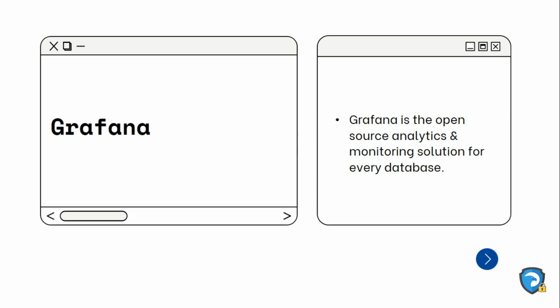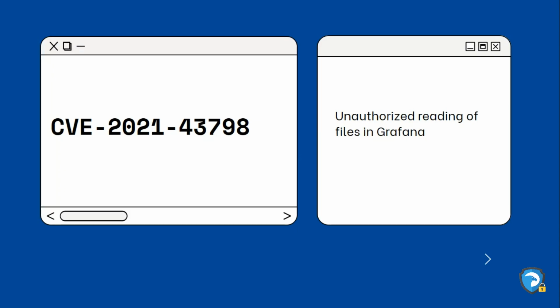Now let's move on to the vulnerability. Grafana has an unauthorized arbitrary file reading vulnerability. An attacker can use this vulnerability to read arbitrary files on the host without authentication. So let's move on to the demo part so you will get a better understanding.